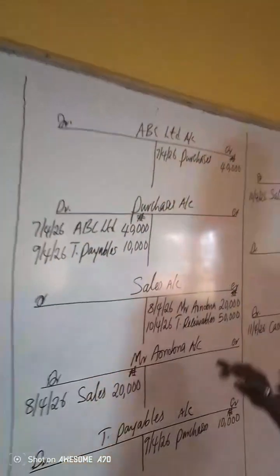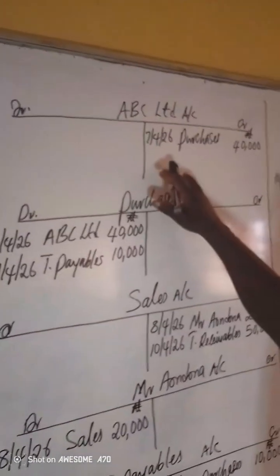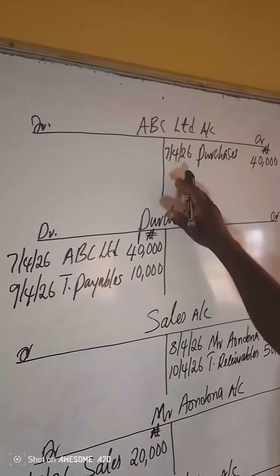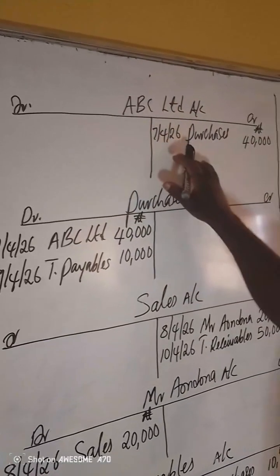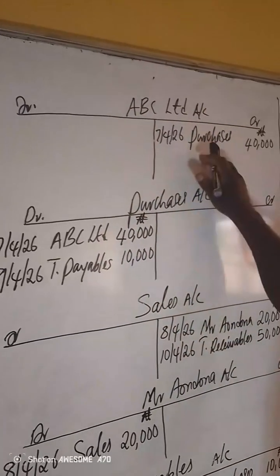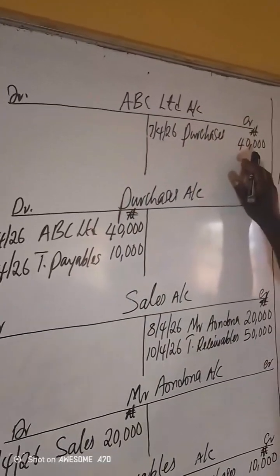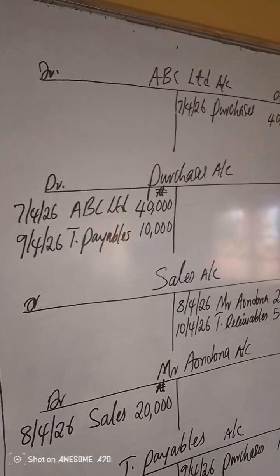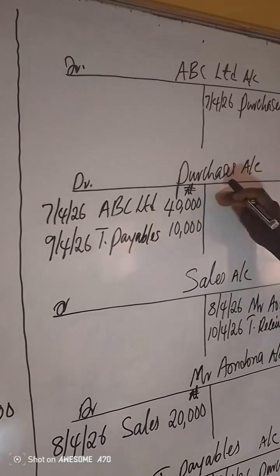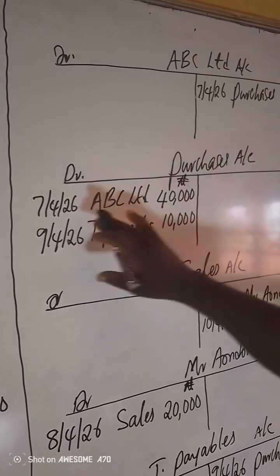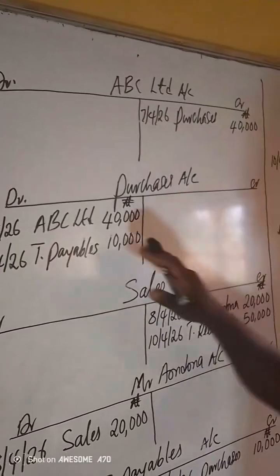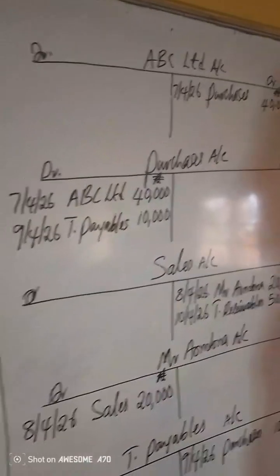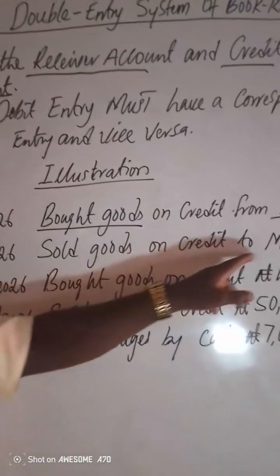You start with the giver, and the giver account is ABC Limited, meaning ABC Limited is giving goods. On this date, 7th of April 2026, ABC Limited is giving purchases worth 40,000. Then open the purchases account, which is the receiver account, and say purchases is receiving goods from ABC Limited worth 40,000. So this is credit and this is debit, the giver account and the receiver account.